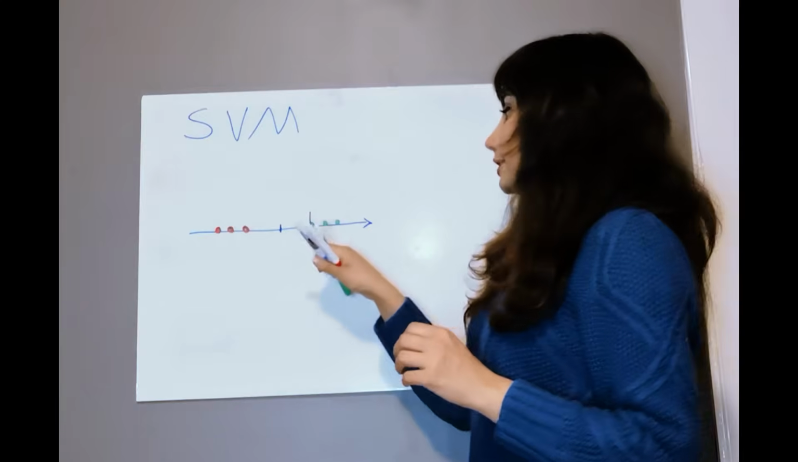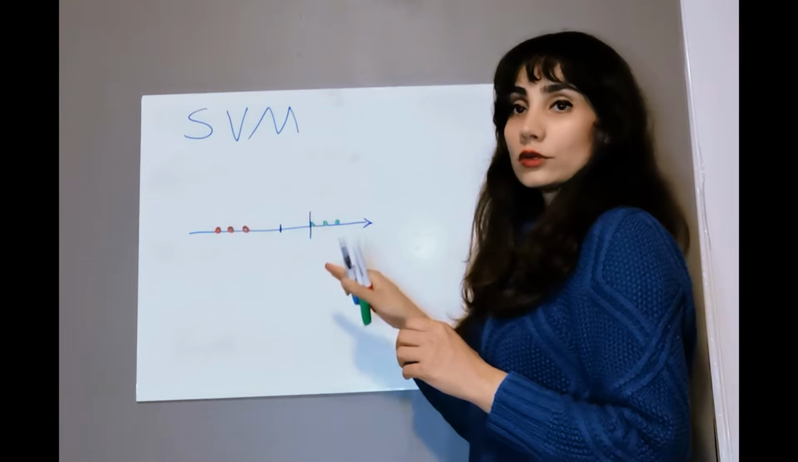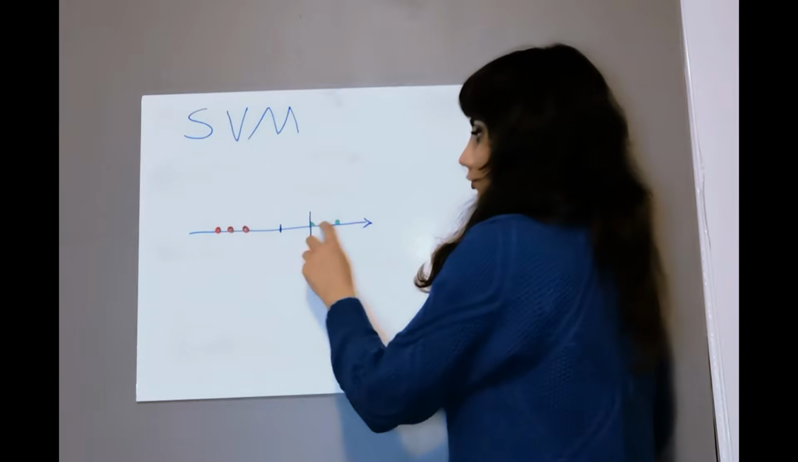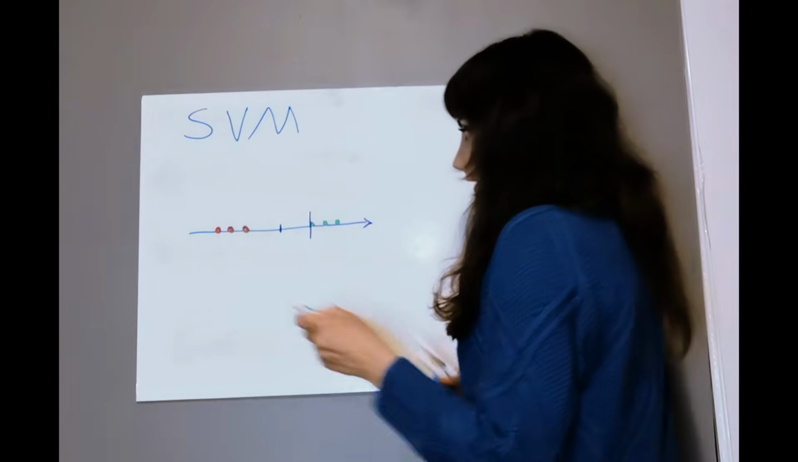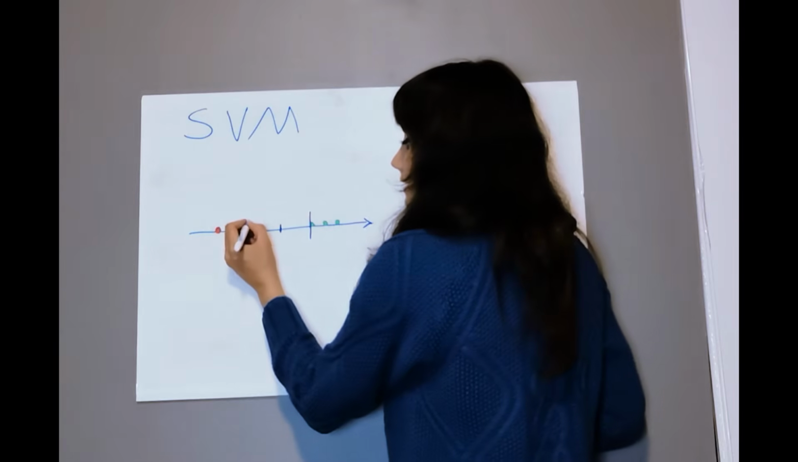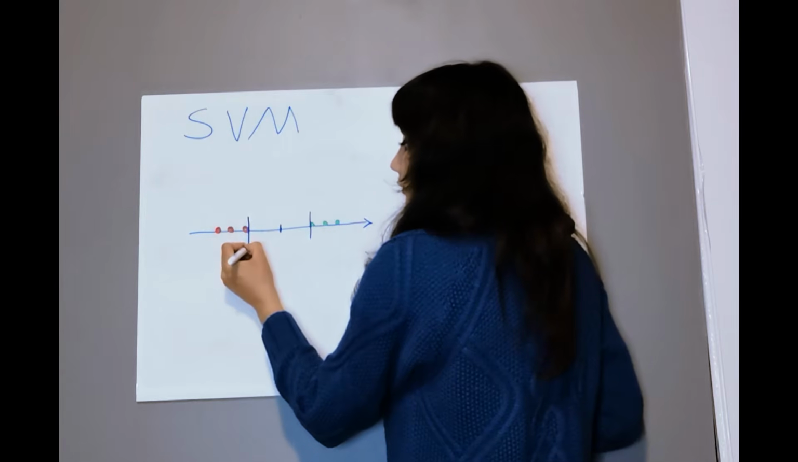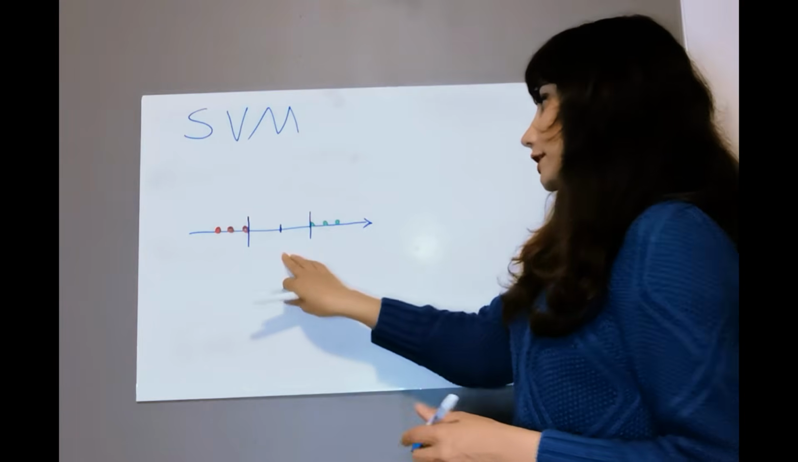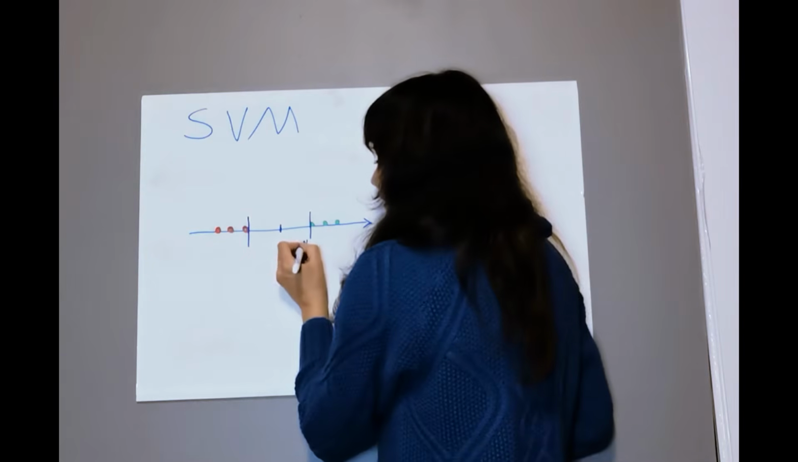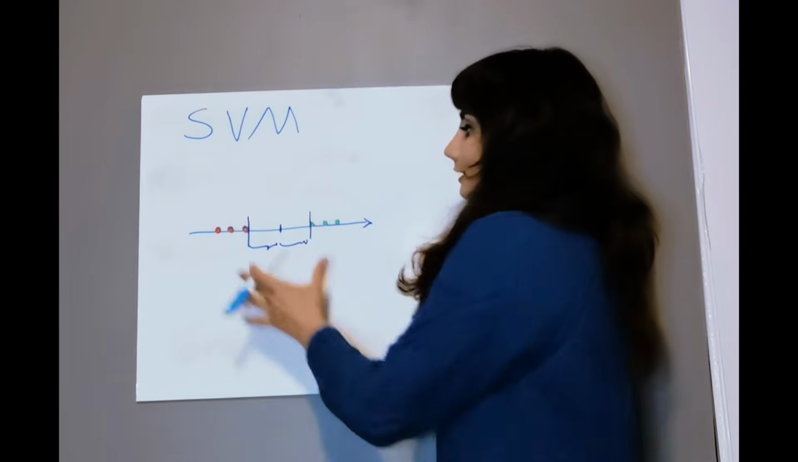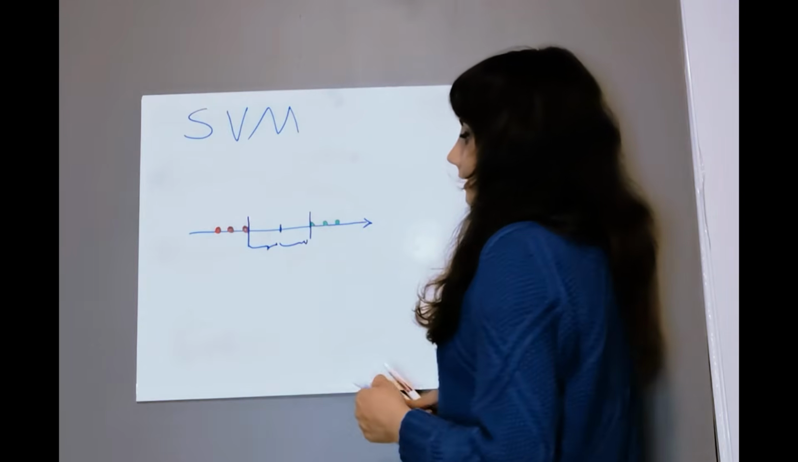Our margin is going to be close to our support vector, which is this point toward the end. And then again, the same thing happens here. The last point is this red point, and that's going to be my support vector, and I'm going to draw another margin here. This distance is the same as this distance. So this is basically what SVM is.